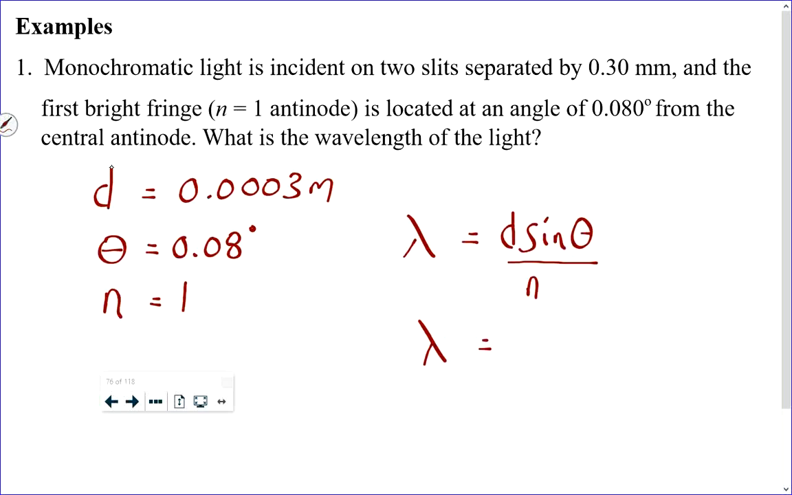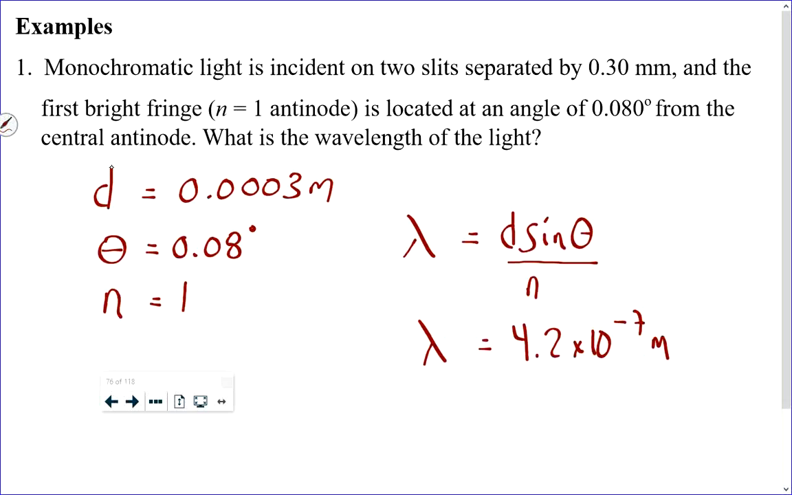Sienna, can you tell me what you got? 4.2 times 10 to the negative 7. Perfect. Thank you. Let me just briefly say, I could ask you this on an exam, but instead of asking you for the wavelength, I could just say the color of the light used in the experiment is blue, green, red, yellow. And you'd have to know it's blue, because that's the short end of the visible light spectrum. So you have to know these things. Any questions with example one?